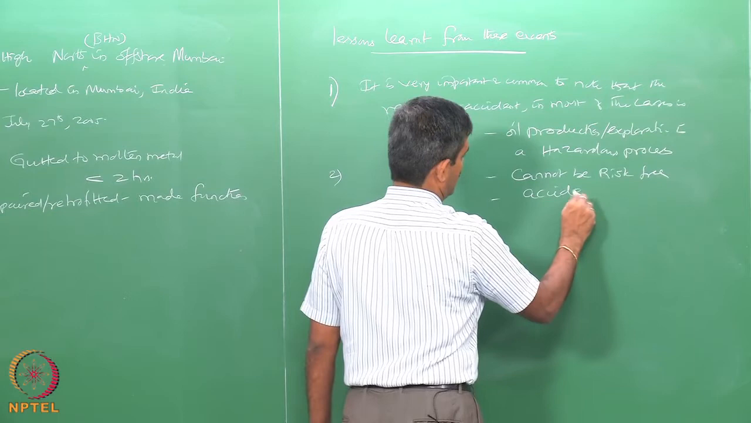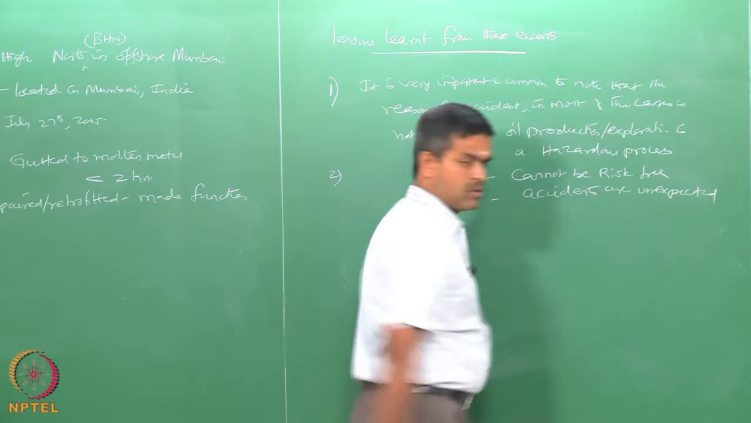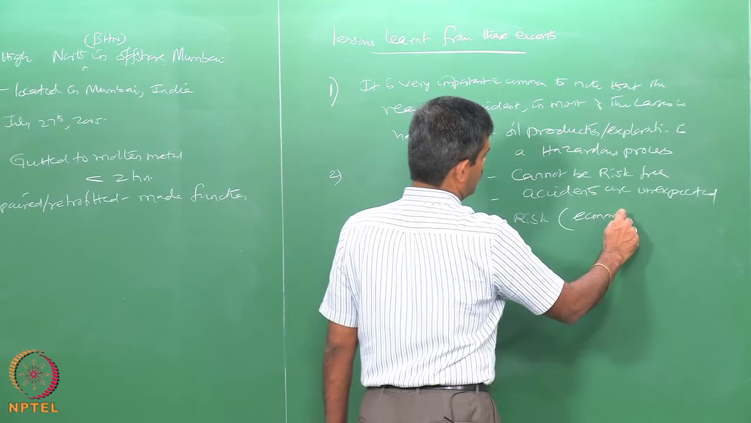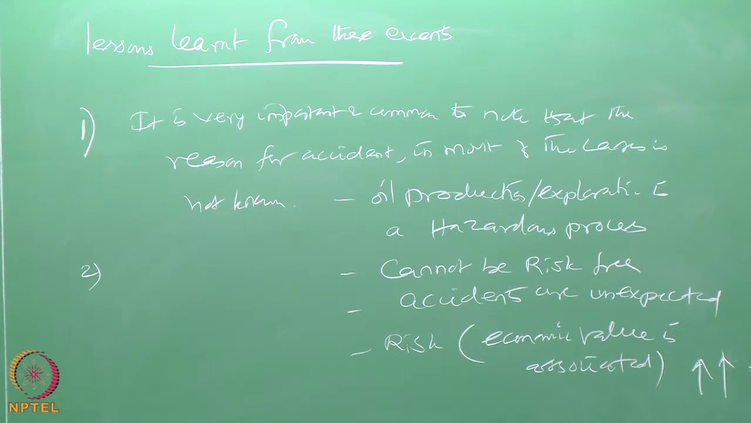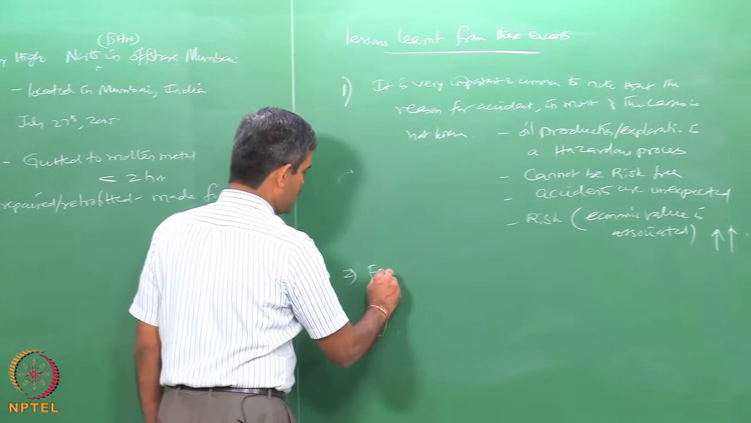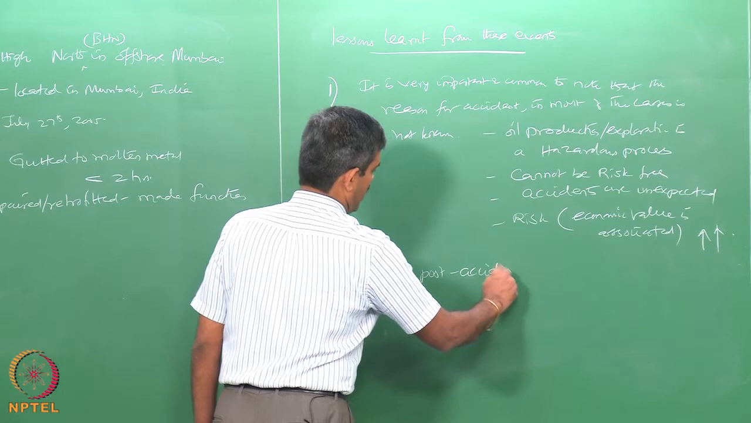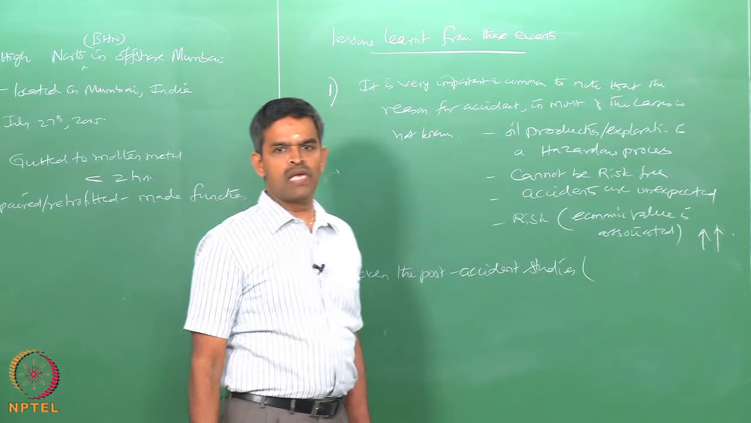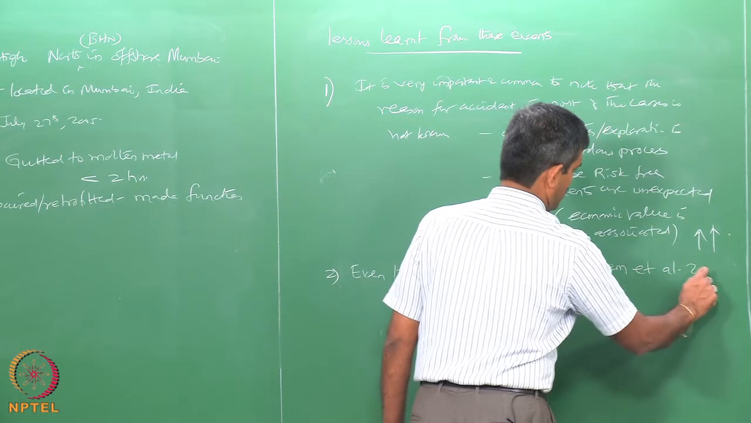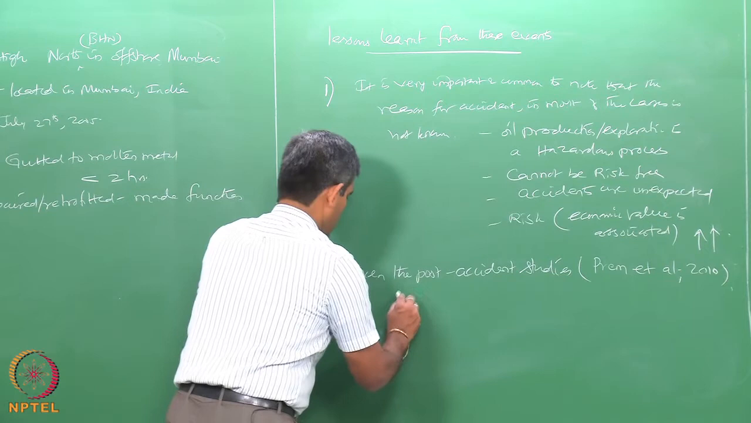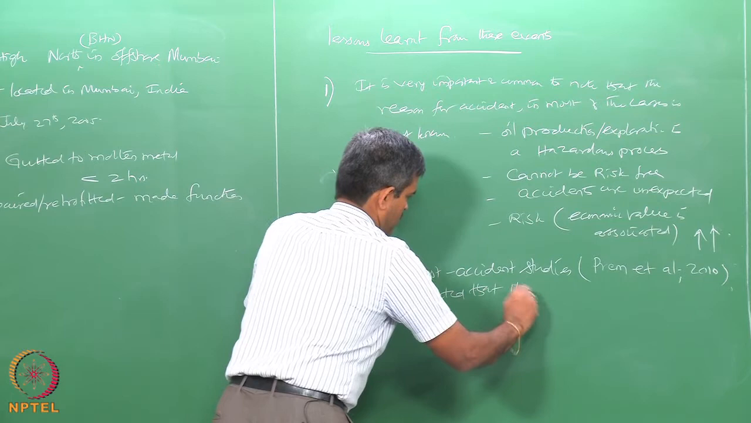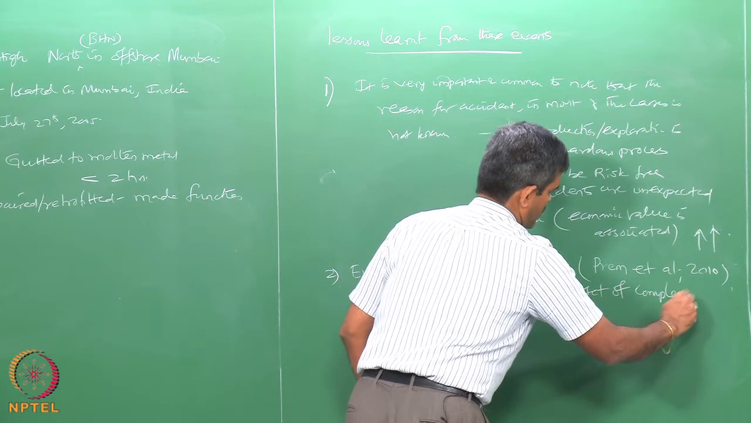Accidents are unexpected, so risk, because economic value is associated, is very high. Second reason could be, even the post accident studies which have been conducted on these and reported in the literature, for example, Premetal 2010, show that there are a set of complex reasons for these accidents.